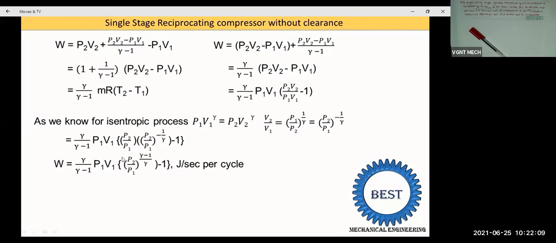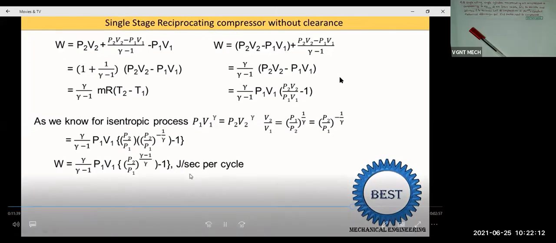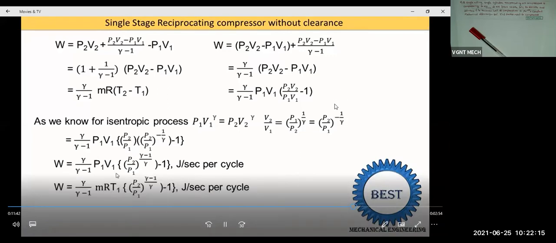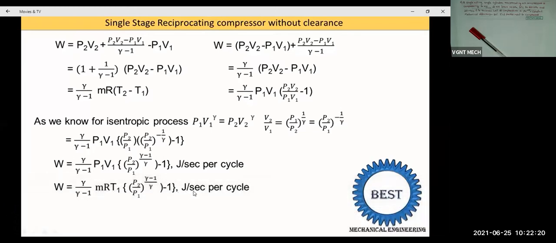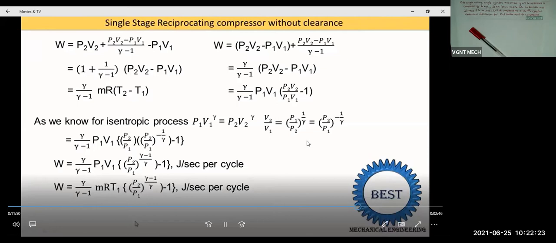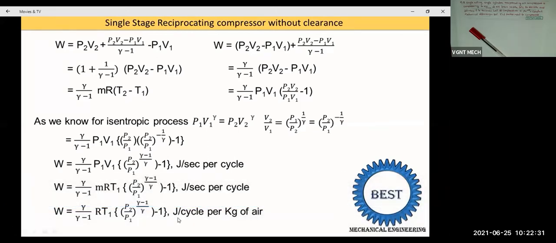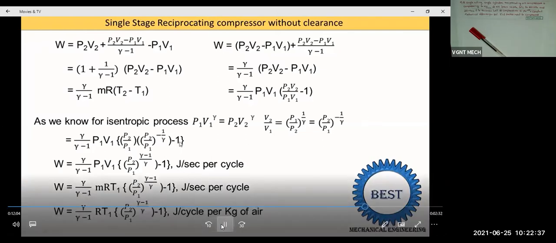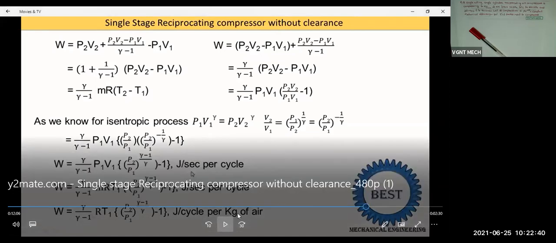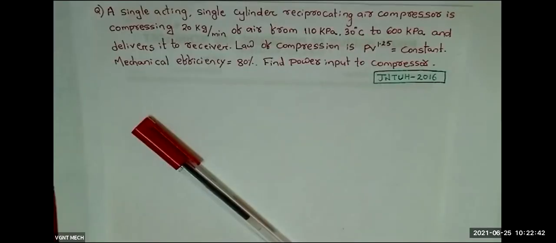So it is our final equation for work done, that is joule per second per cycle. This equation is also written with MRT1 instead of P1V1. That is joule per second per cycle. Next, we remove the mass from these equations, that is we do not consider the mass. Then the unit changes to joule per cycle per kg of air. So these are the final equations for the isentropic process. That is the derivation that we already completed last class.